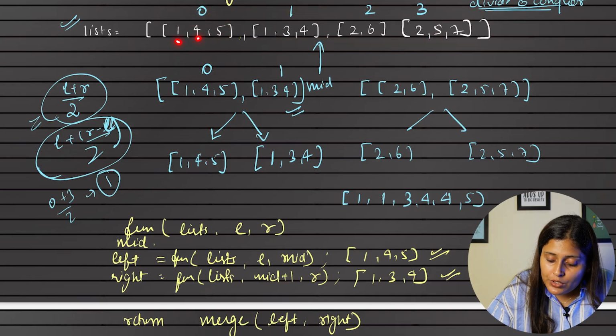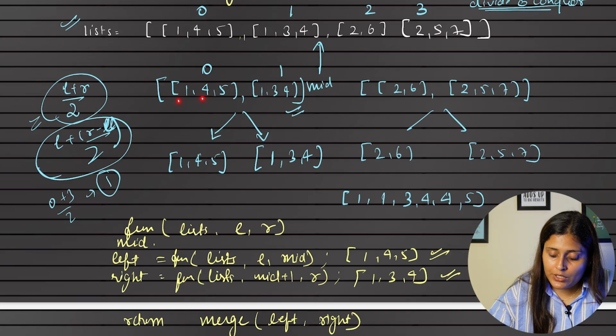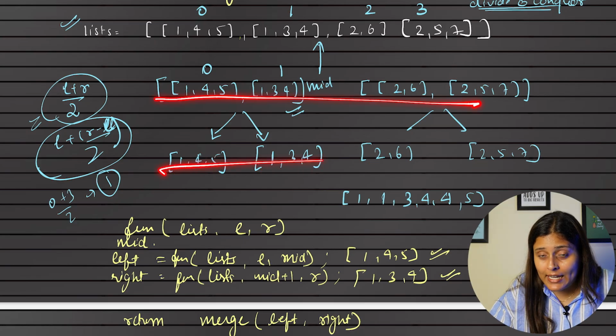If you count 1, 2, 3, 4, 5, 6, 7, 8, 9, 10, 11. Here also 11, and here also 11. So at every level there are n nodes.